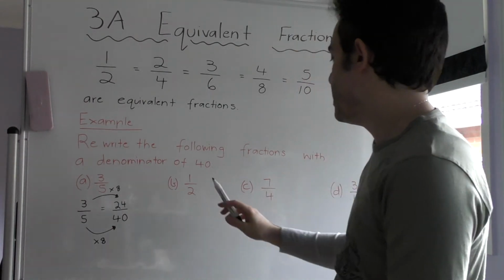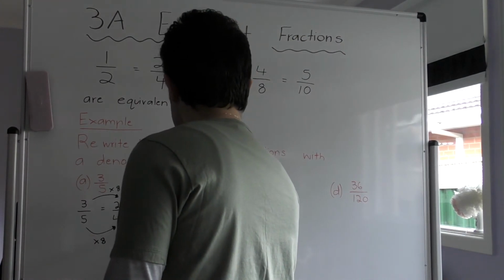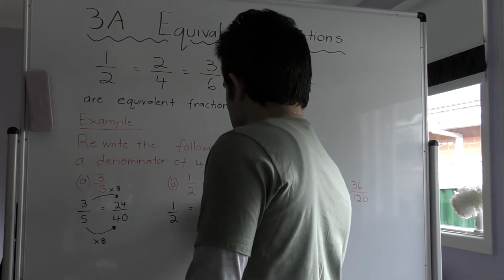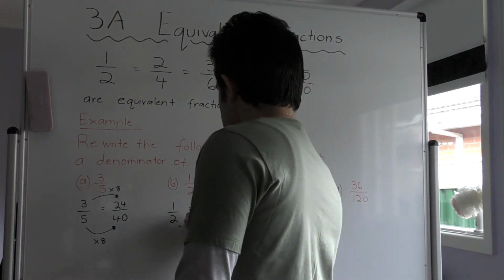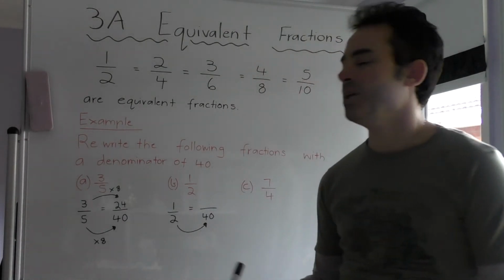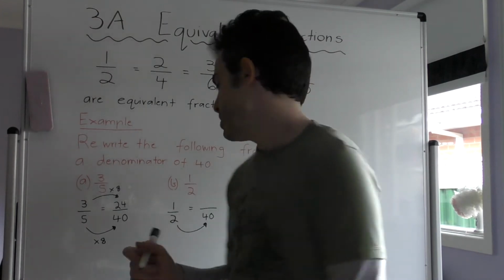Let's move on to the next one, B. We have a half, so I'm going to write that down, 1/2. I need to change that to a bottom number of 40. So I look at my 2 and my 40 and I think to myself, what do I times 2 by to get 40? I'll times it by 20.